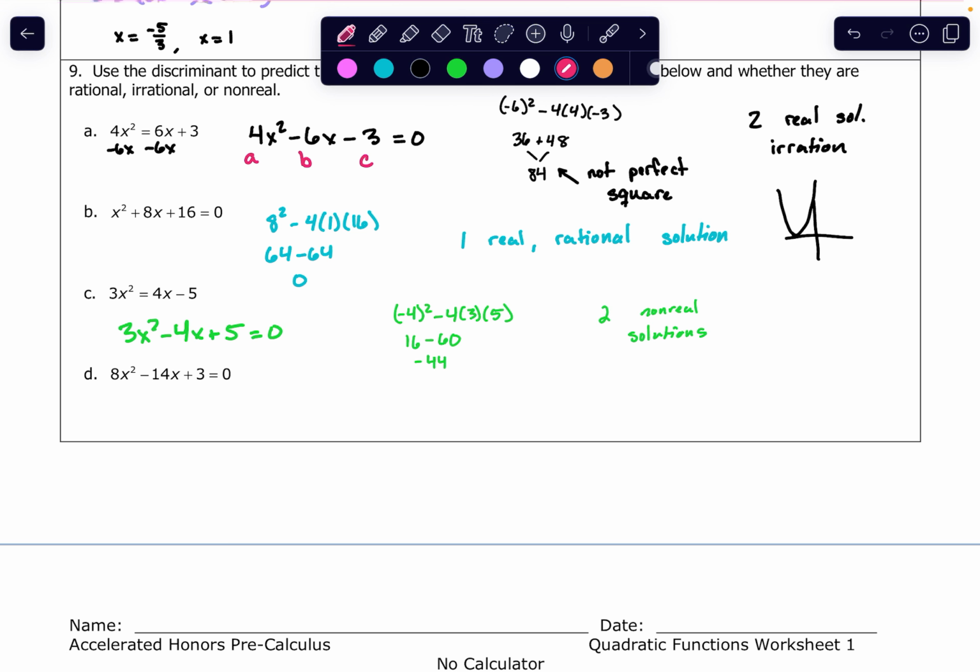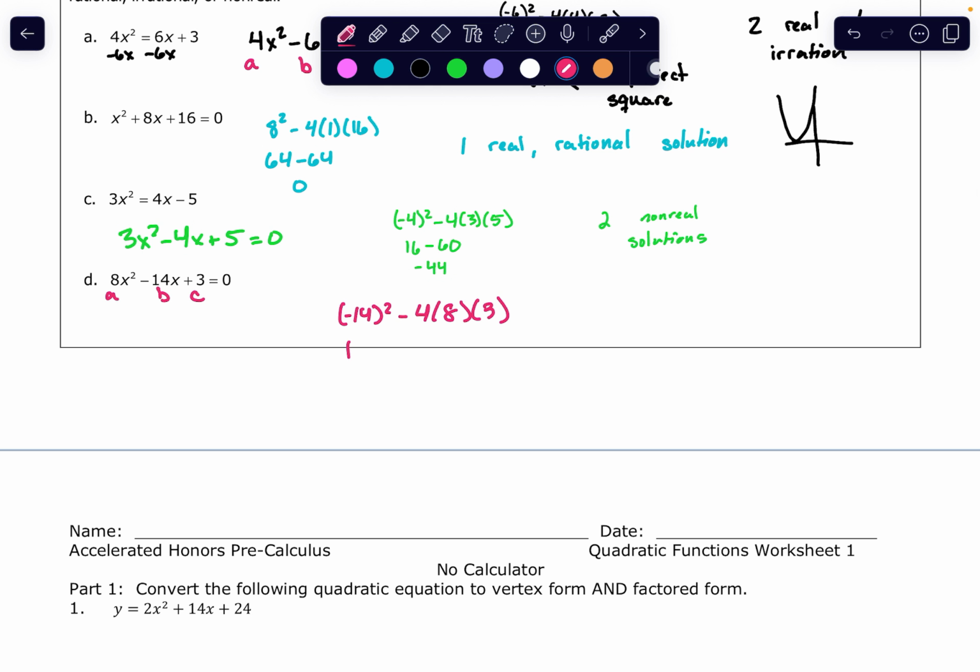Lastly, this one is already in standard form, a, b, c, and we get negative 14 squared minus 4 times 8 times 3. I always forget the 14 squared, but this is 196. This simplifies to 96. And oh my gosh, that's 100, which is a perfect square. So not only do we have two real solutions, but they are also rational.